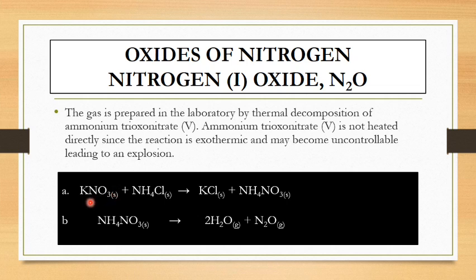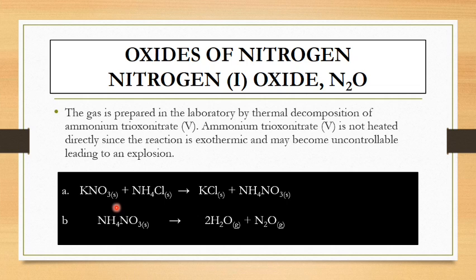So if you look at the first chemical equation, we have the potassium nitrate combining with ammonium chloride, which gives potassium chloride and the ammonium nitrate. So that means that this ammonium nitrate can then decompose to form water and the nitrogen 1 oxide. Okay, I want to believe that is clear enough.